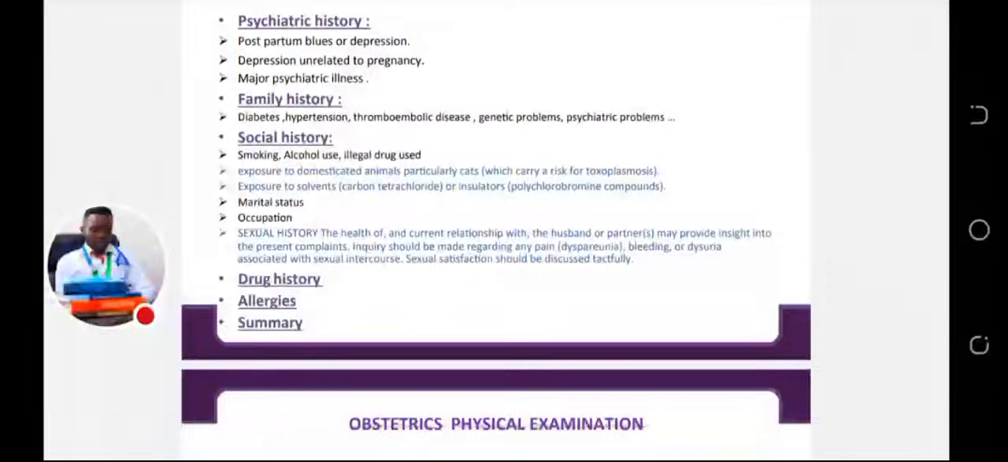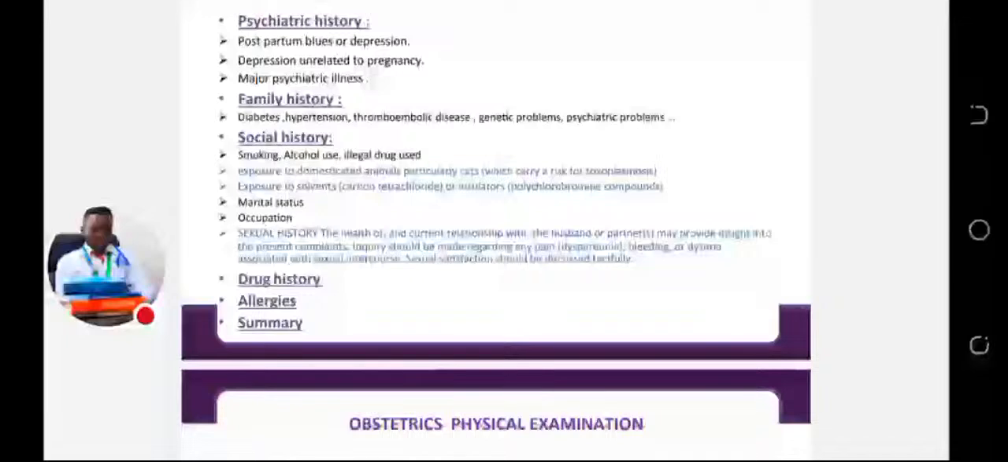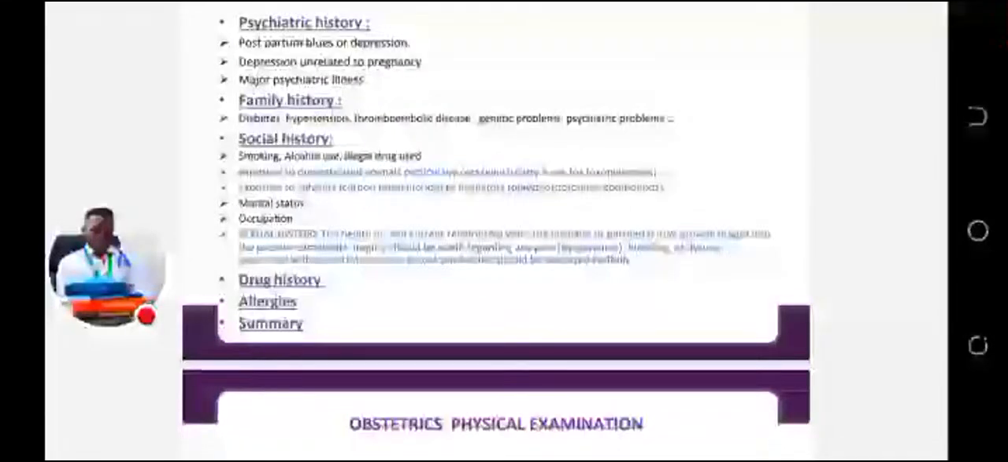The current relationship with either the husband or the partner may provide insight into the present complication. Inquiries should be made regarding any pain, such as dyspareunia or dysuria associated with sexual intercourse, and sexual satisfaction should be discussed tactfully.